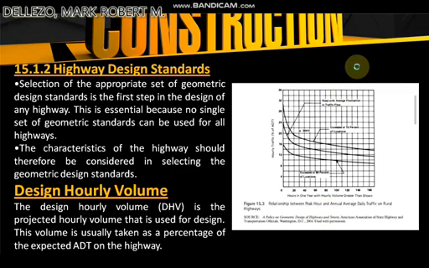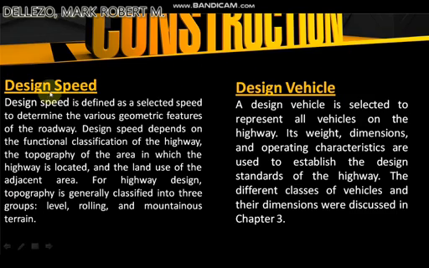So next we have design speed and design vehicle. So we go first to the design speed. Design speed is defined as a selected speed that determines the various geometric features of the roadway. Design speed depends on the functional classification of the highway, the topography of the area in which the highway is located, and the land use of the adjacent area.